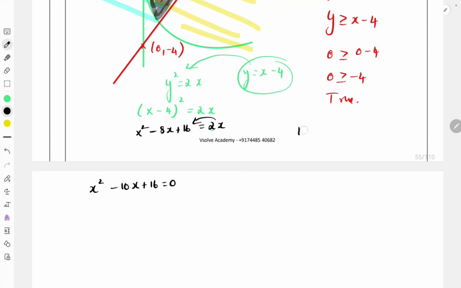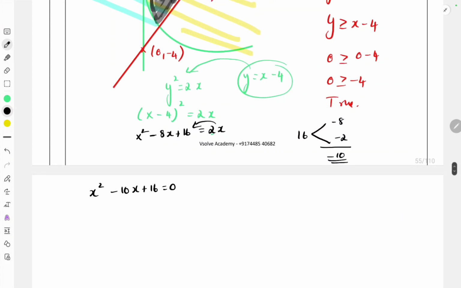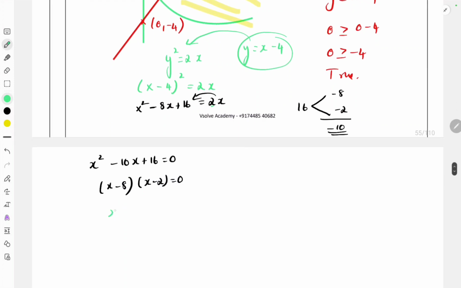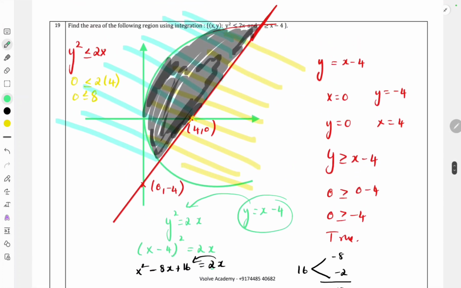So we have to take two numbers whose product is 16 and whose sum is minus 10. So it will be minus 8 and minus 2. So x minus 8 into x minus 2 equal to 0. So from here x will be equal to 8 and x will be equal to 2. Here the x coordinate will be 2, and at this point the x coordinate will be 8.